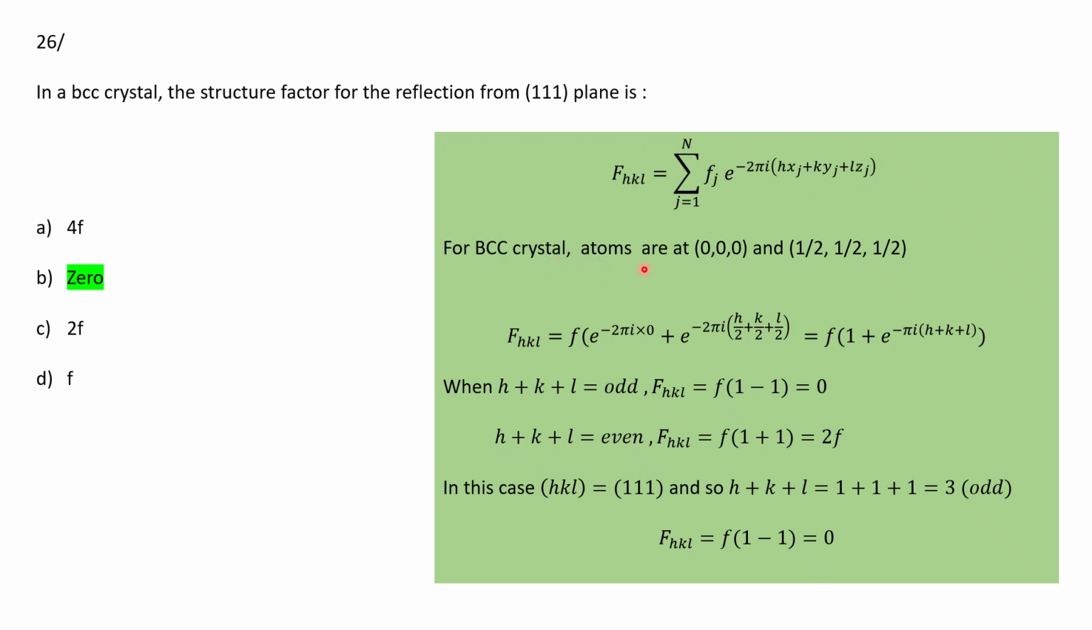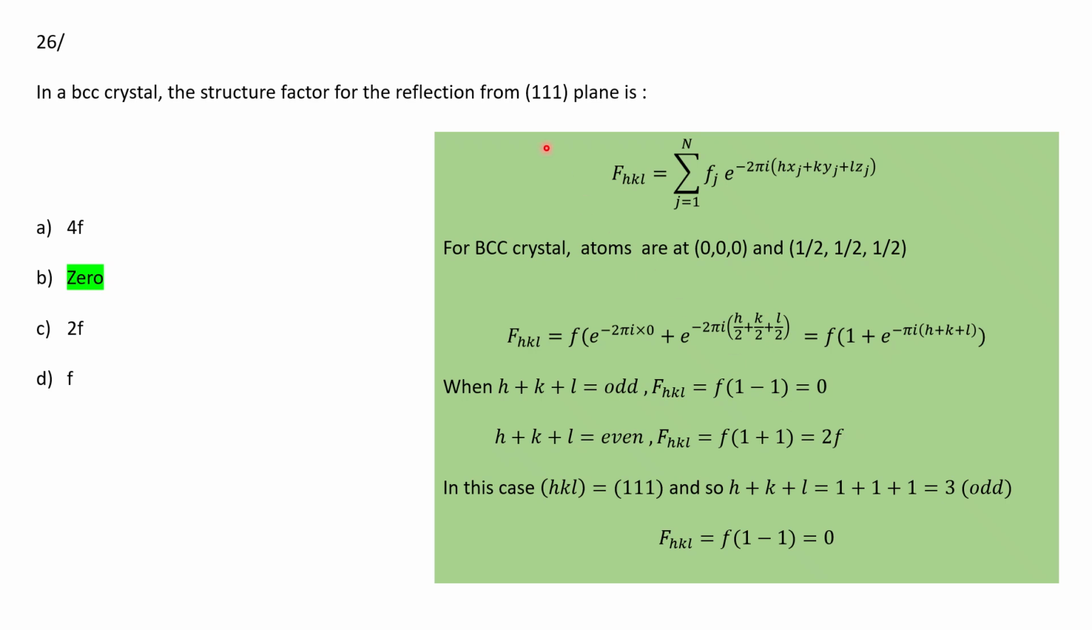So for a BCC crystal, the atoms are at the corner and one atom is at the middle, okay, so one is at 0 0 0 and the other at half half half. By putting all these values here, we get that when h plus k plus l comes out to be odd, then F_hkl is F times (1 minus 1), which is 0. But when h plus k plus l is even, then F_hkl is 2F.